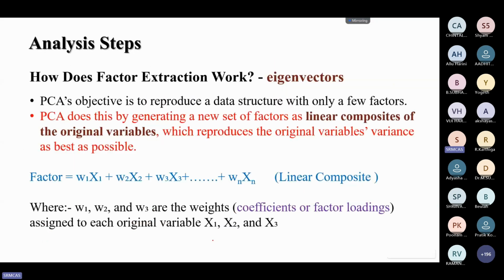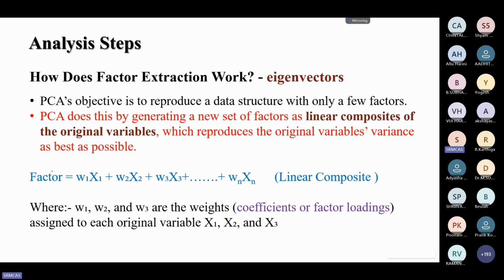So how does factor extraction work? Usually factor extraction is done by PCA. Its objective is to reproduce the data structure with only a few factors. PCA does this by generating a new set of factors as linear composites of the original variables. Let me explain this: it reproduces the original variables' variance as best as possible.